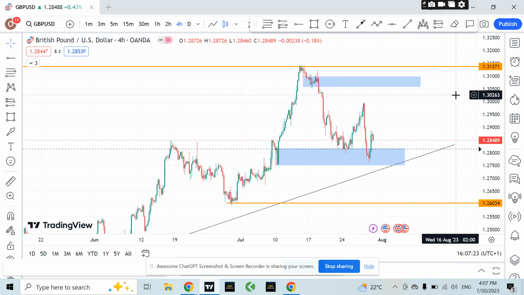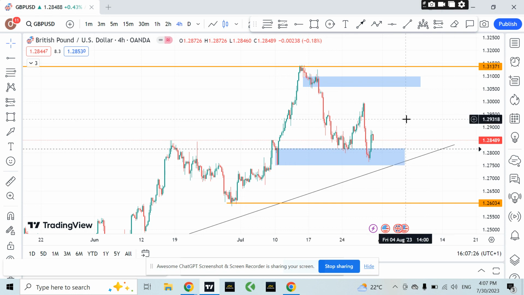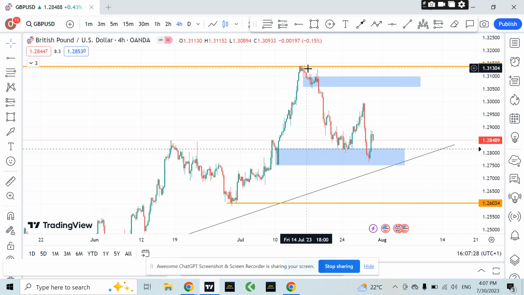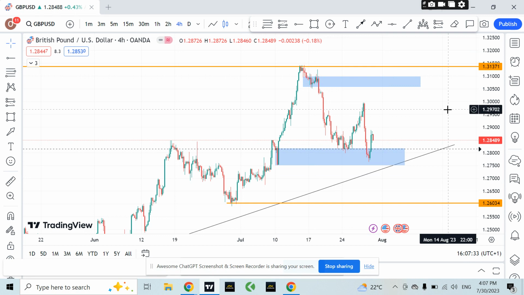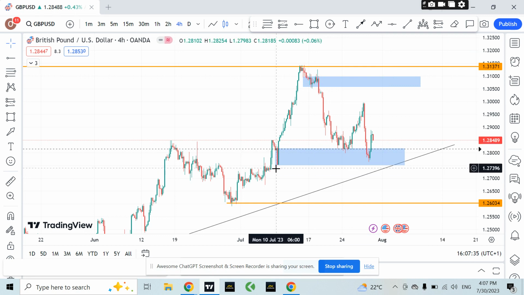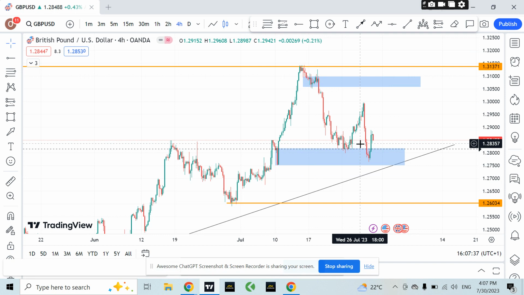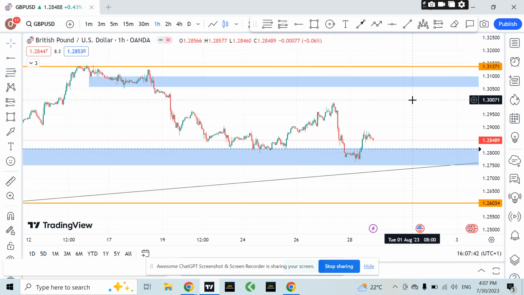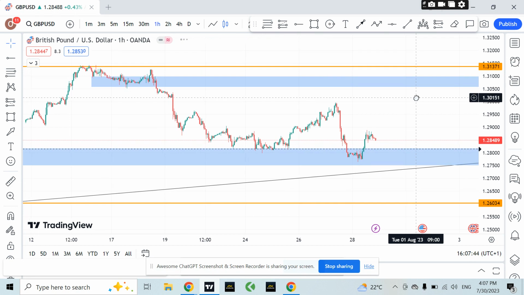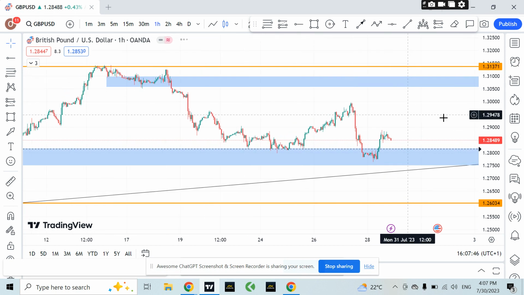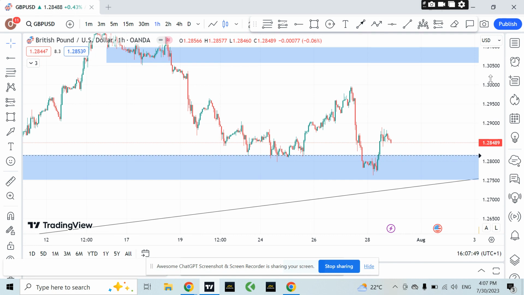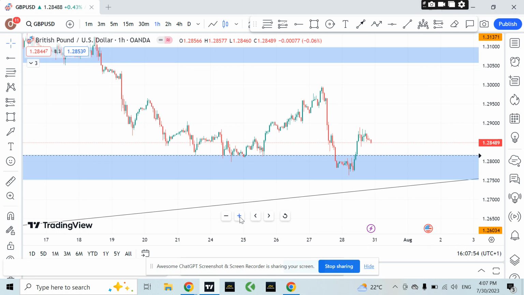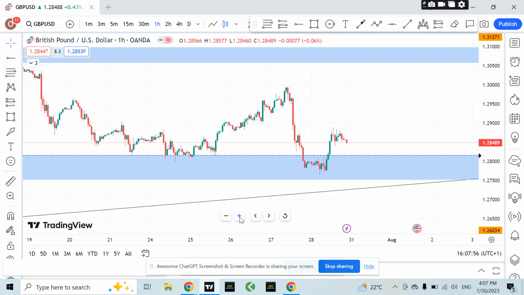So that's our 4 hours time frame supply zone. That's our supply zone there. And we have this demand zone here. So let's move to 1 hour and see what we get. Okay, this is 1 hour. So let me expand again and see if we can see something.